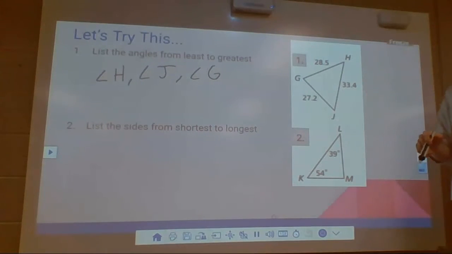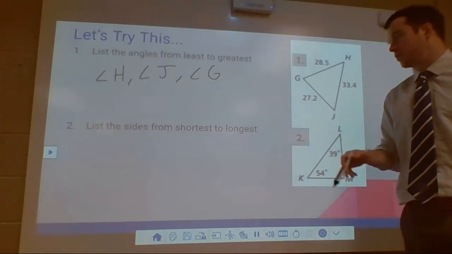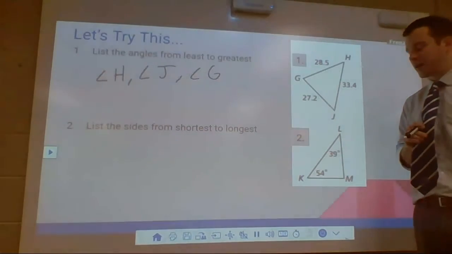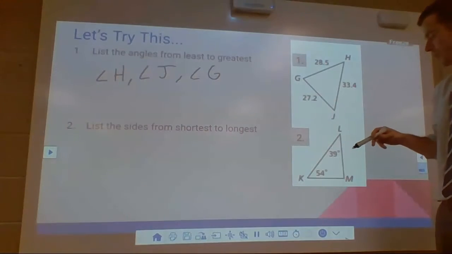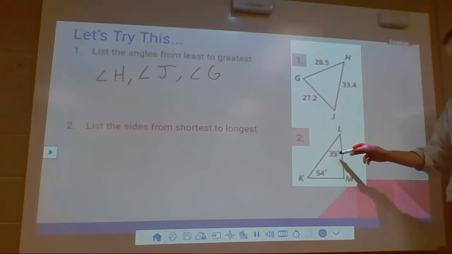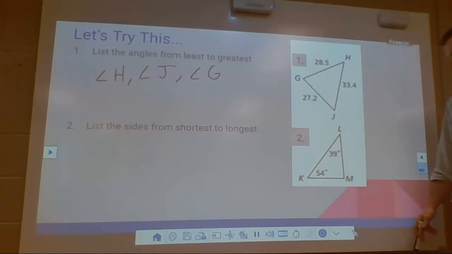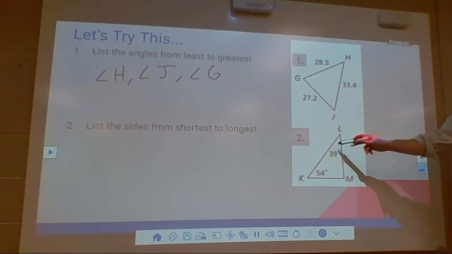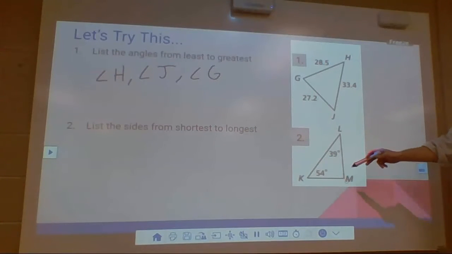Now number two says list the sides from shortest to longest. When we're trying to order the side lengths, it's helpful to know the measures of the angles. Now look at this triangle for number two. We're only given two angle measures. So it'd be helpful to know angle M. Well, you know how to do that. If we have any two angles in the triangle, we can find the third.